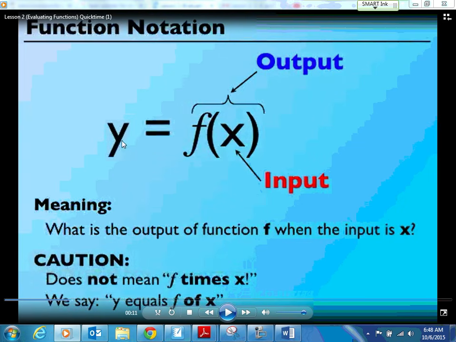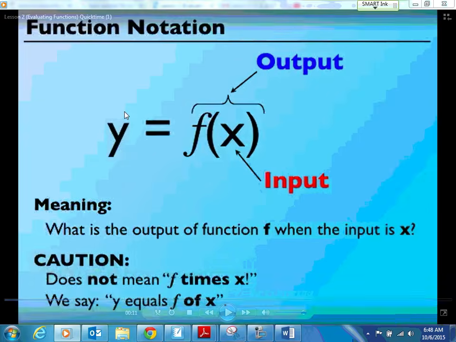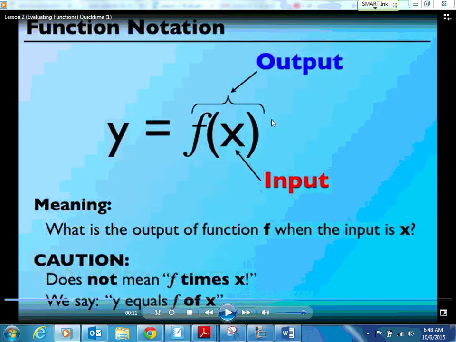And we can say that y equals f of x. We can think of it as y, or the outputs, just like we've always thought of y and x. This is a new way to talk about that y value, or that output value. All right, moving right along.